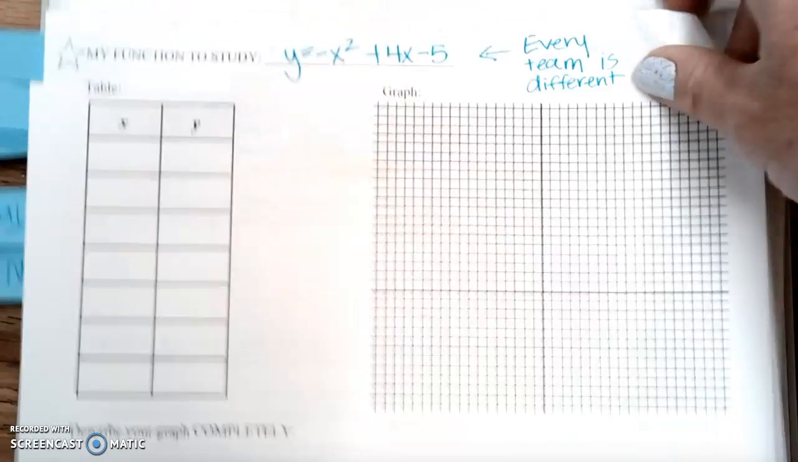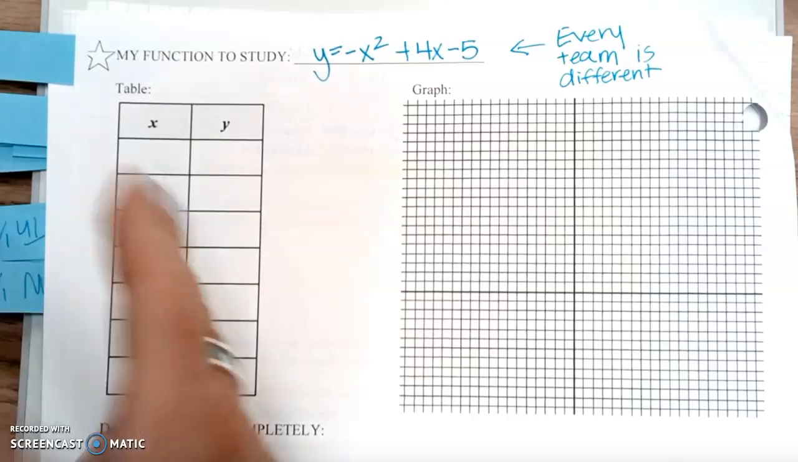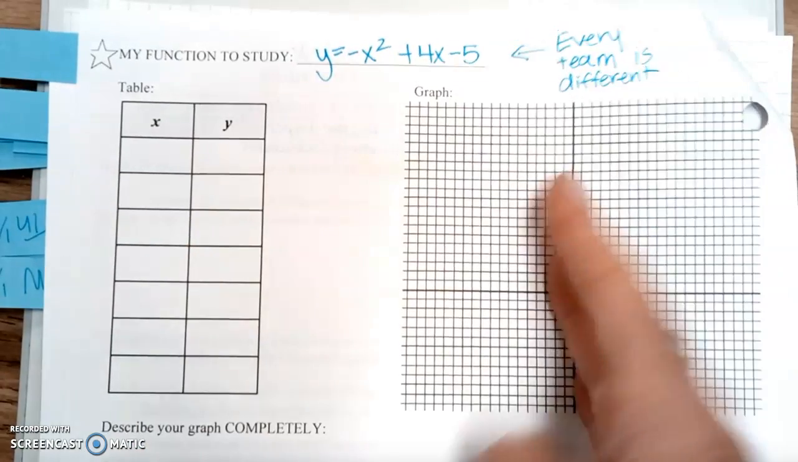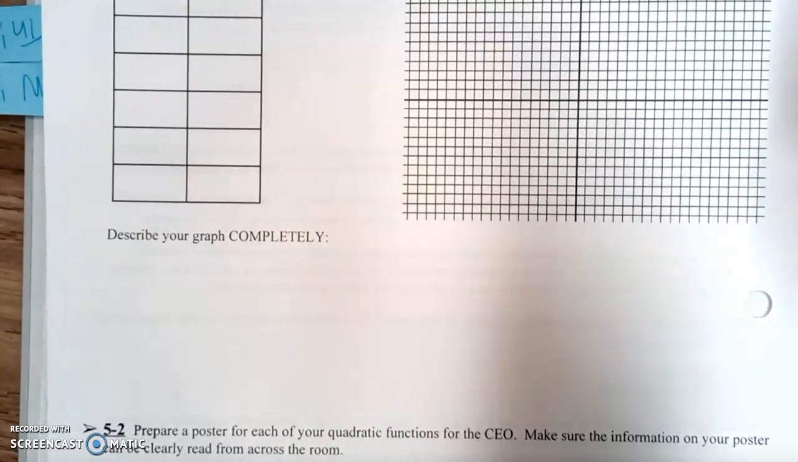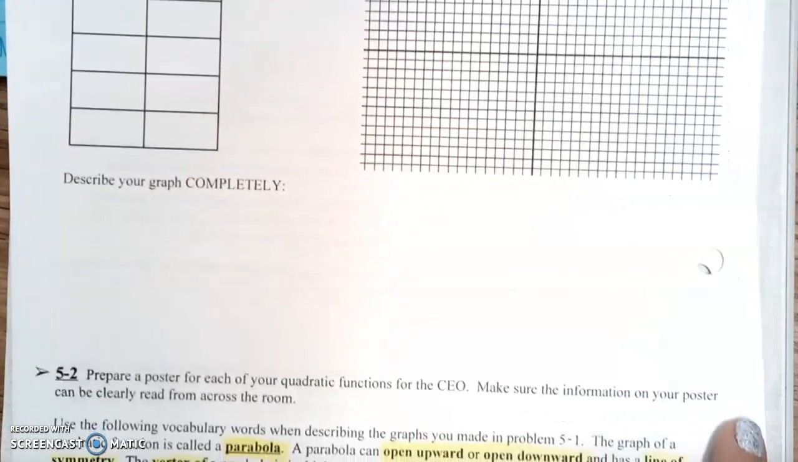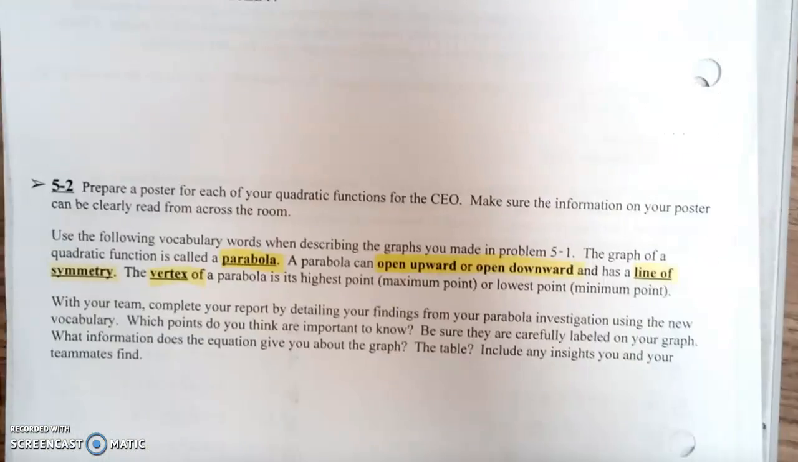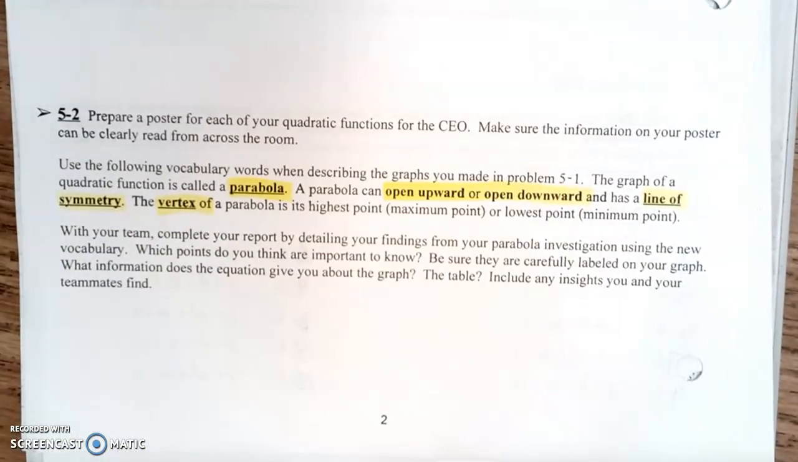And once we break up into groups, you're going to fill in the table. You're going to draw the graph. And then underneath, there's a place to describe your graph completely. Okay? Then for part 2, it says you're going to prepare a poster. That's the part we'll do tomorrow. You'll prepare a poster for each of your quadratic functions for the CEO. Make sure the information on your poster can be clearly read from across the room.